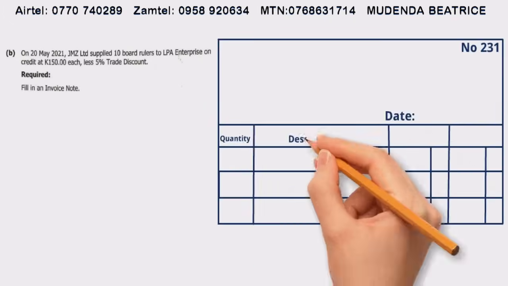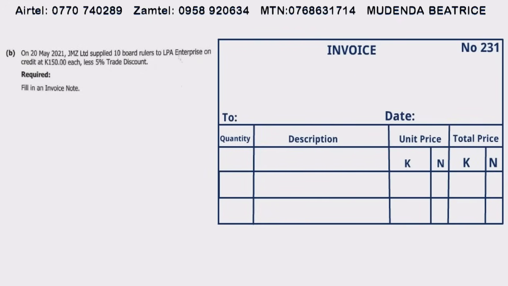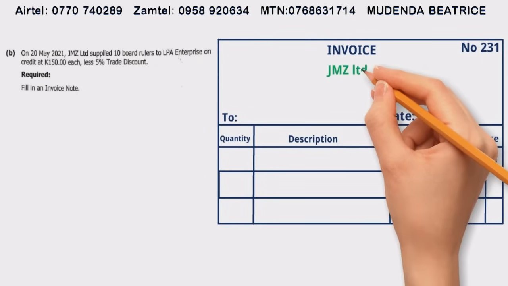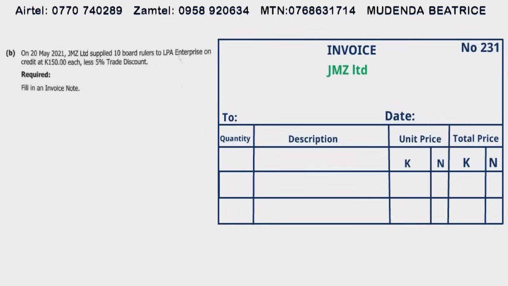Now let's come up with a frame for the invoice. So this is the frame that we are going to use. What we are required to enter there is, one, the details of the company where this invoice belongs. When you go to the statement, we will understand that the company that supplied was JMZ Limited. So we're going to write JMZ Limited under invoice there.